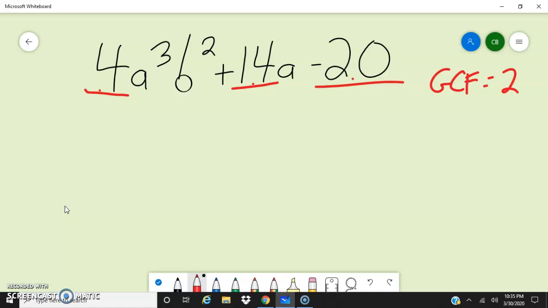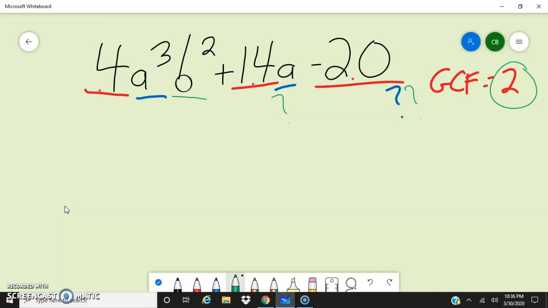Now let's take a look at our variables. In our first term, we have an a cubed. Do I see any other a's? Well, I see one there, but not one here. So I cannot factor out an a. How about b's? Well, I see a b in this one, but no b in this one, and no b there. So the only thing that I can factor out of this expression is simply this 2.